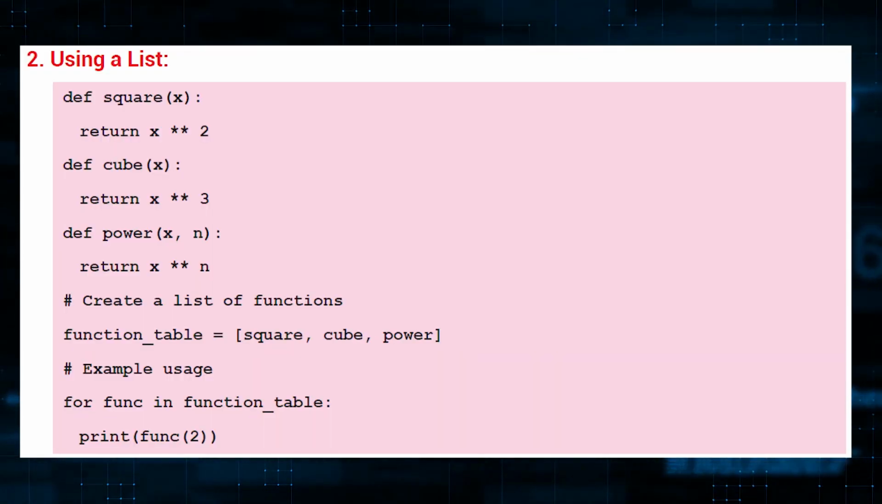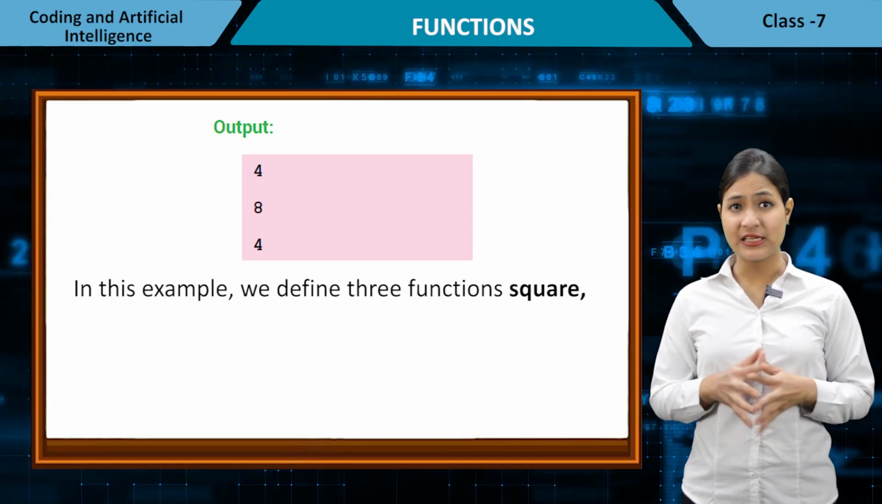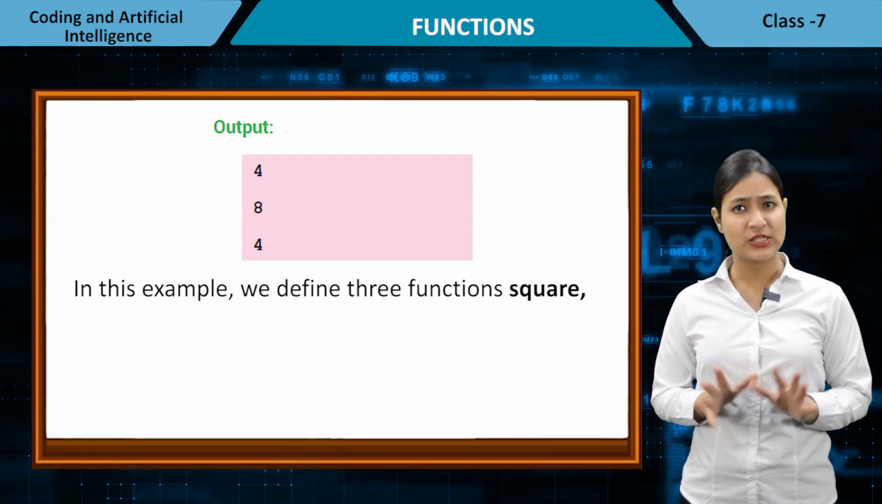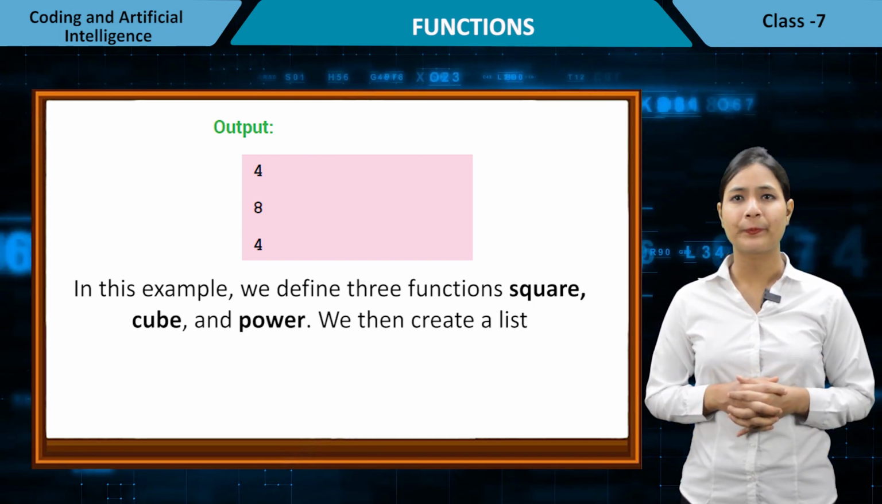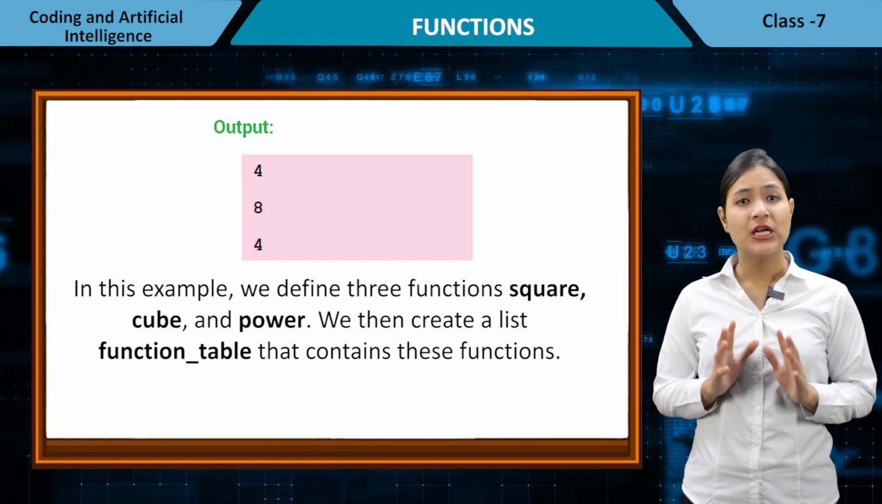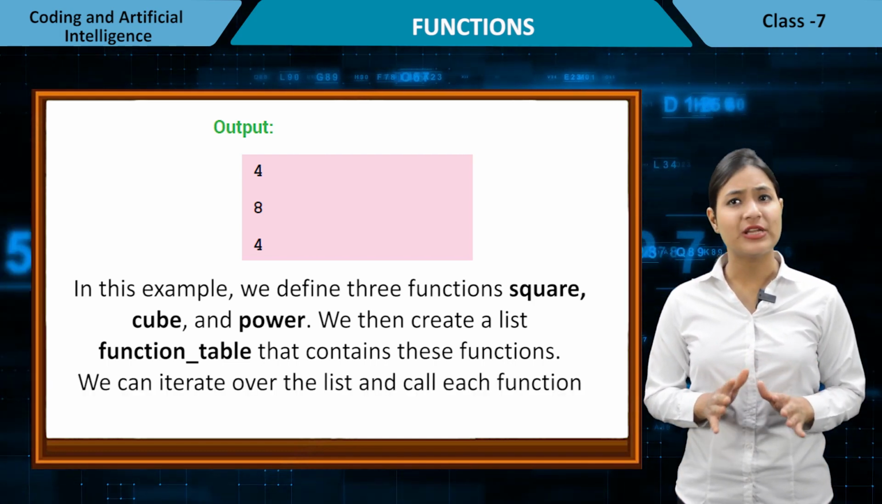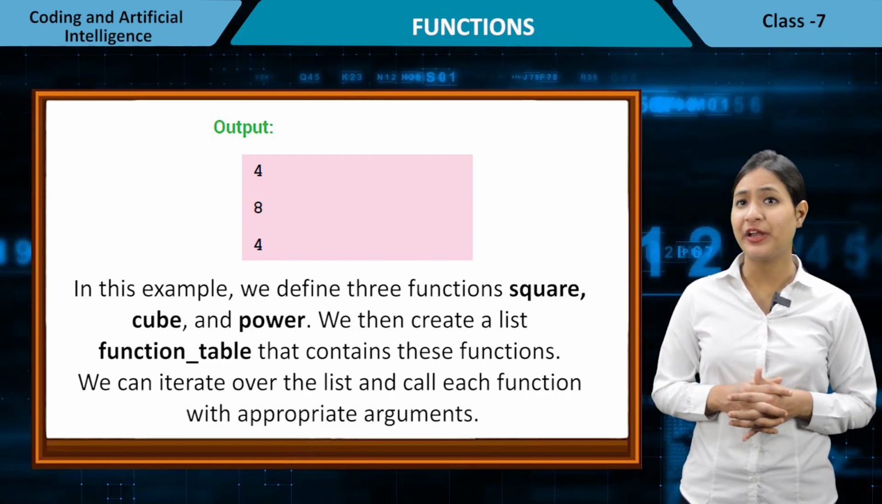Second, using a list. Output. In this example, we define 3 functions: square, cube, and power. We then create a list function table that contains these functions. We can iterate over the list and call each function with appropriate arguments.